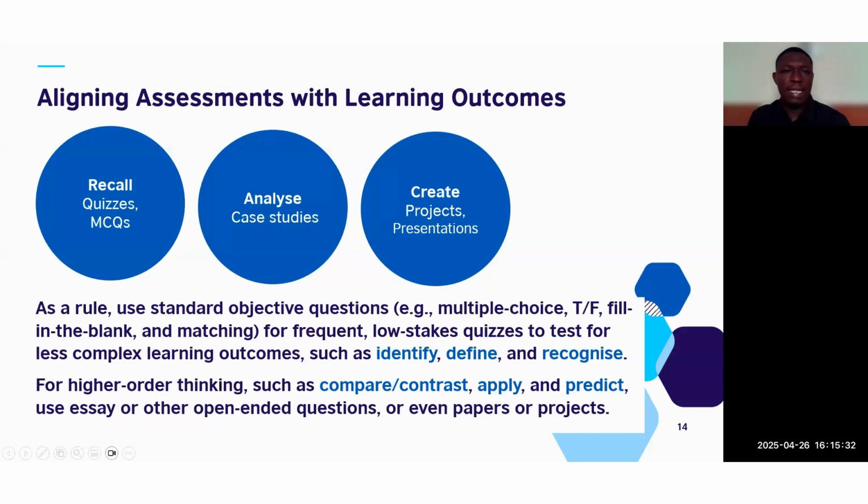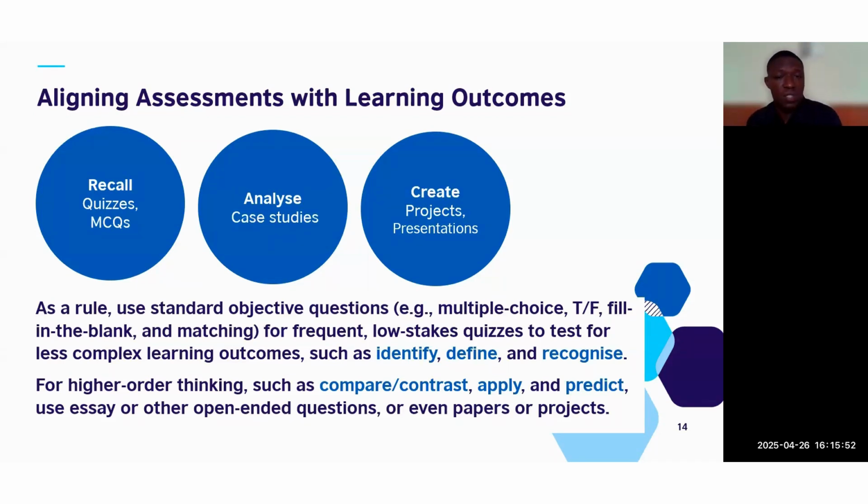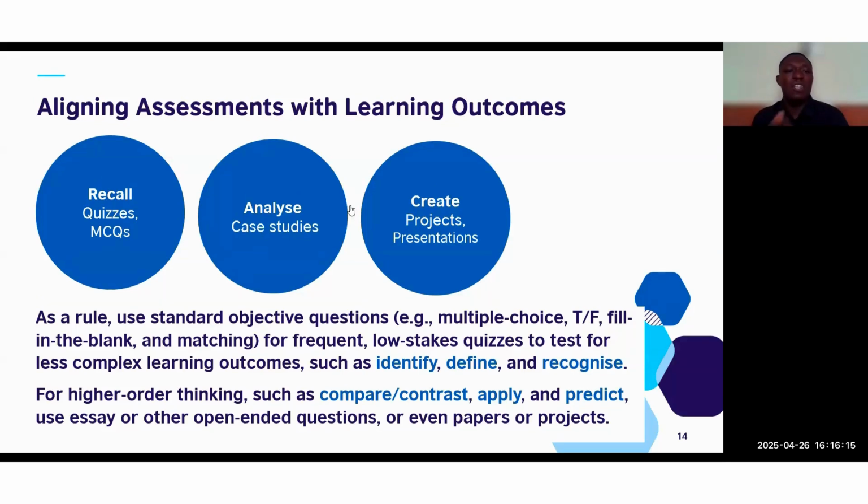Now, let's talk about aligning assessment with learning outcomes. If you want your students to recall something, the best assessment tool to use is quizzes or multi-choice questions. If you want them to analyze anything, the best is to use case studies or scenarios. And if you want them to be creative, to create new things out of the things that you have taught them, you think about giving them projects or presentations. And these are the easiest ways to have your learners engage or to get information about their learning process or the things that you are trying to teach them.